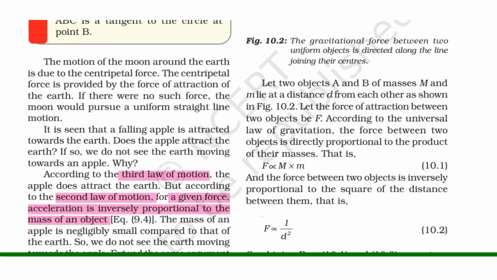Let two objects A and B of masses m1 and m2 lie at a distance d from each other as shown in the figure. Let the force of attraction between two objects be F. According to the universal law of gravitation, the force between two objects is directly proportional to the product of their masses. That is, F is directly proportional to m1 into m2. And the force between the two objects is inversely proportional to the square of the distance between them. That is, F is inversely proportional to d square.